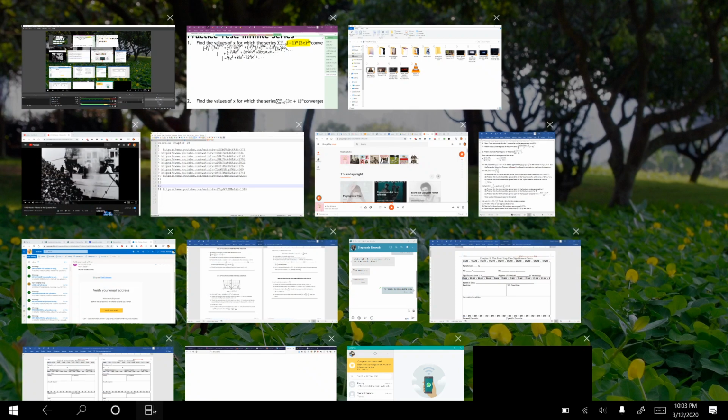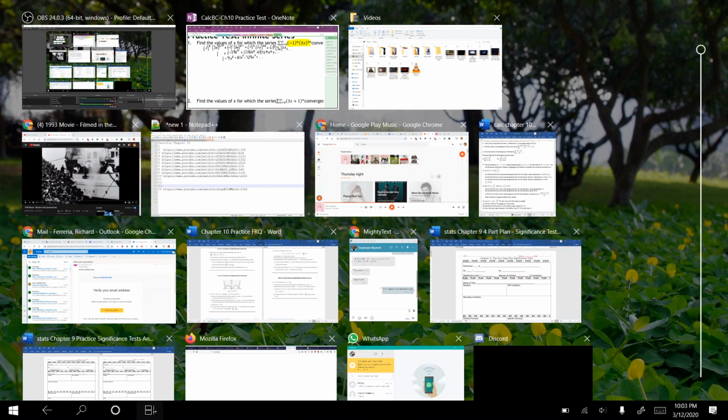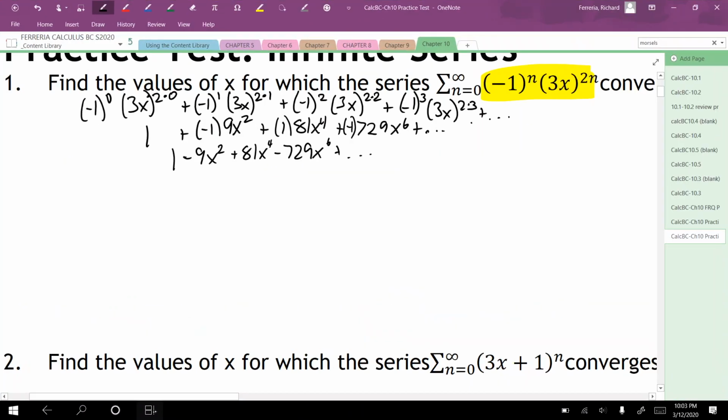Okay, so we're taking a look at question 1 from the Calculus Chapter 10 practice test. And I've already done some of the groundwork here for question 1. If you take a look at this, we're looking for where this series converges.